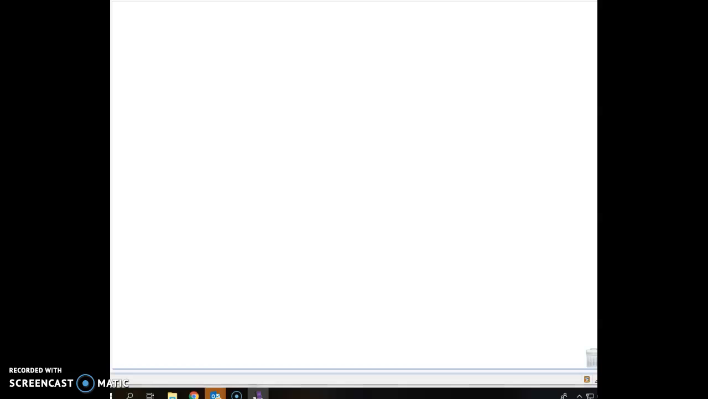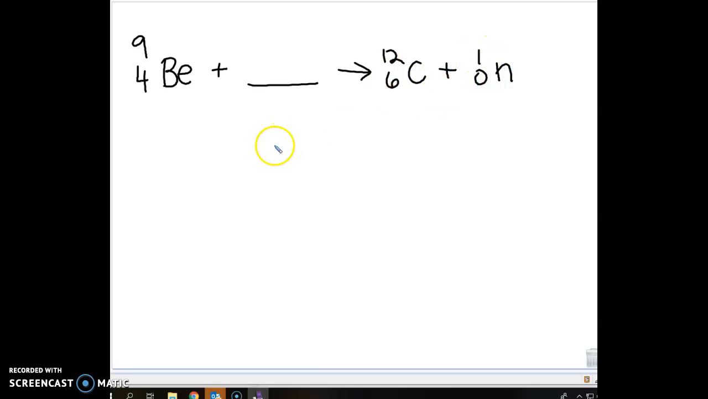Let's look at another example. So let's say I have this. All right. So in this example, I have beryllium-9 here, and I've got something that I'm going to do to it to give me carbon-12 and a neutron. So what I'm going to do is add up what's on this side. I'm going to say 12 plus 1 gives me 13 for my mass number. 6 plus 0 gives me 6 for my atomic number.